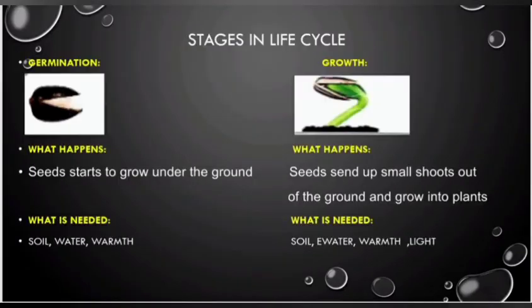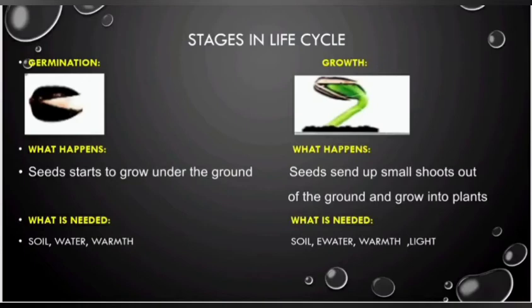Let's begin. Each stage in the life cycle of a plant is important. If the life cycle is broken, the plant will not reproduce and that type of plant might die out. Let us discuss the different stages in the life cycle of a flowering plant.